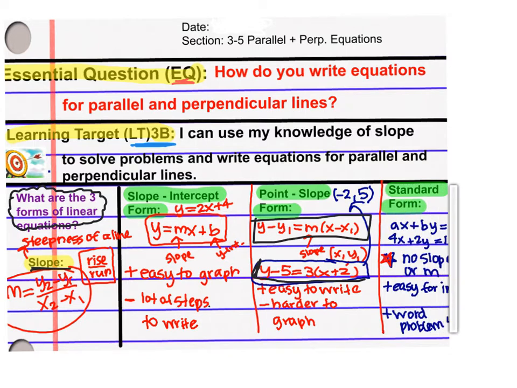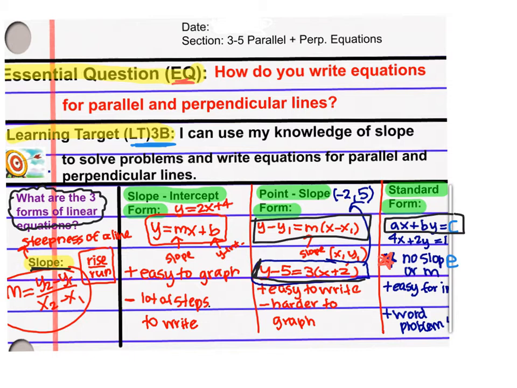All right, the last one is called standard form. And part of this got cut off, so I will kind of write some of this in. Standard form is ax plus by equals c. If I was writing that in with numbers, the a, b, and c are numbers. So my example that I wrote was 4x plus 2y equals 1. Hopefully you're kind of noticing this looks a little different. I put a star because it's very important, a star right here. There is no slope or m in standard form.